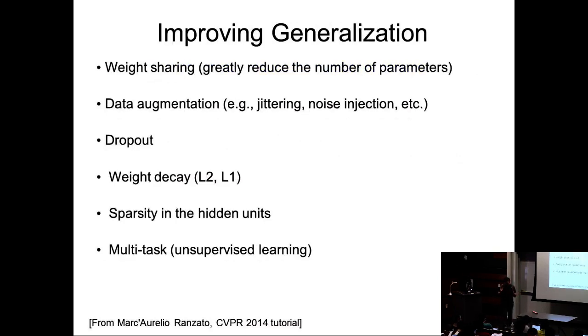Improving generalization. Again, I've mentioned this before, but just to quickly emphasize, data augmentation. That's key. Jittering, noise injection, flipping, rotating, scaling. These are all things that can help you a lot. In fact, for these ImageNet competitions, a lot of data augmentation is taking place. Flipping, doing different crops at different locations, slight rotations and such. Dropout, weight decay, sparsity in the hidden units, that can help sometimes.